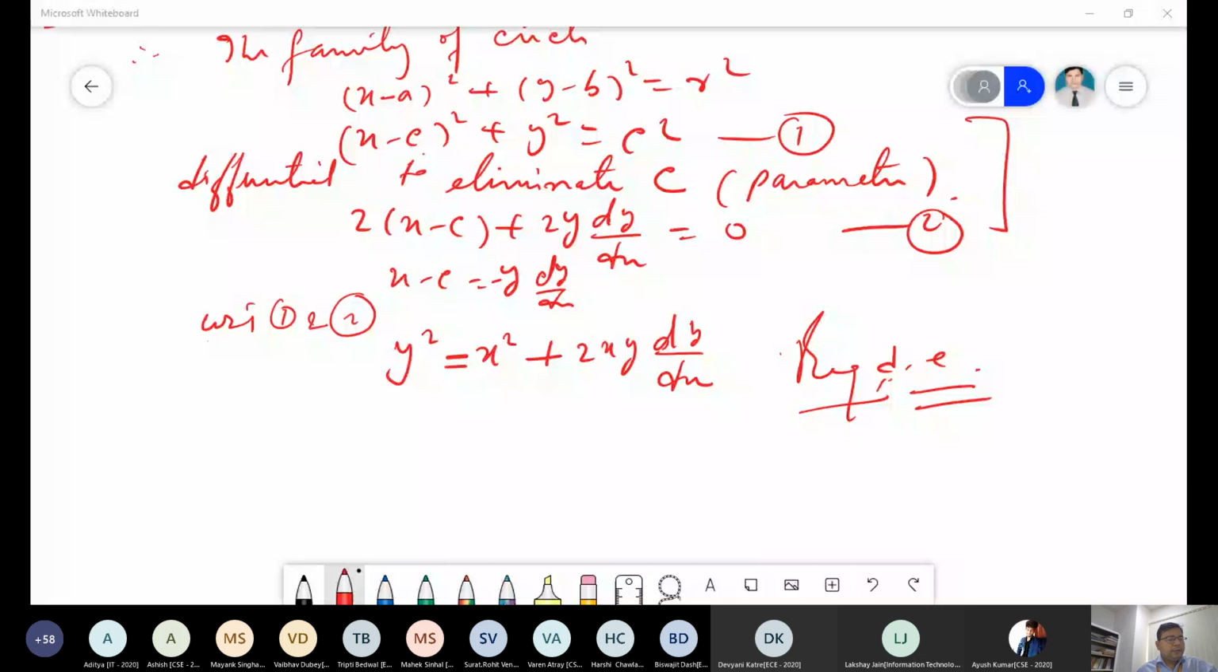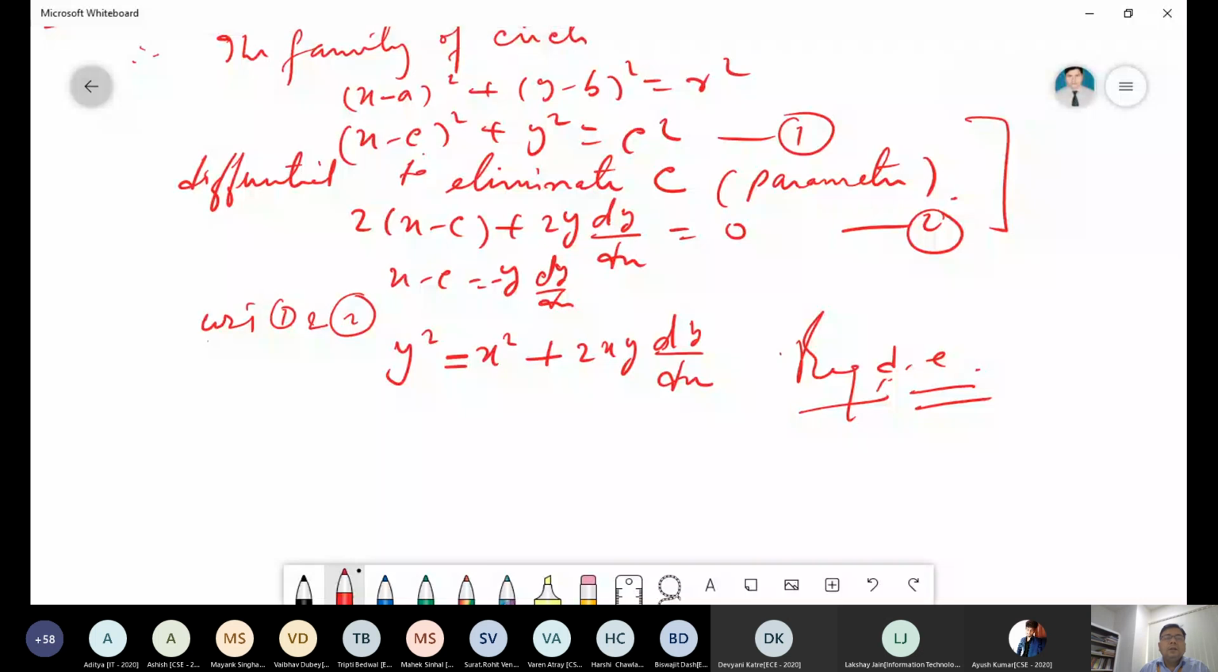So I'm going to the next sheet. The solution of first order. Your course is first order, first degree differential equation. So I'm going to that part. Come to there, that is important. First order and first degree differential equation.